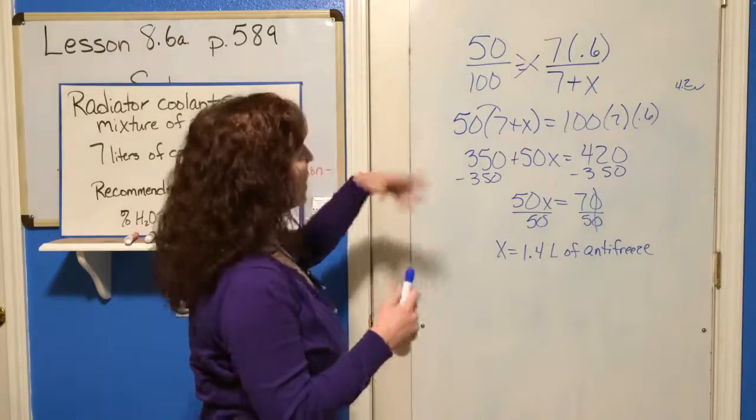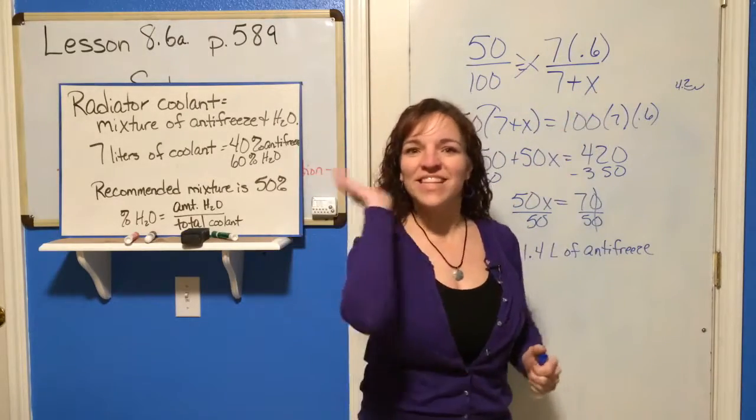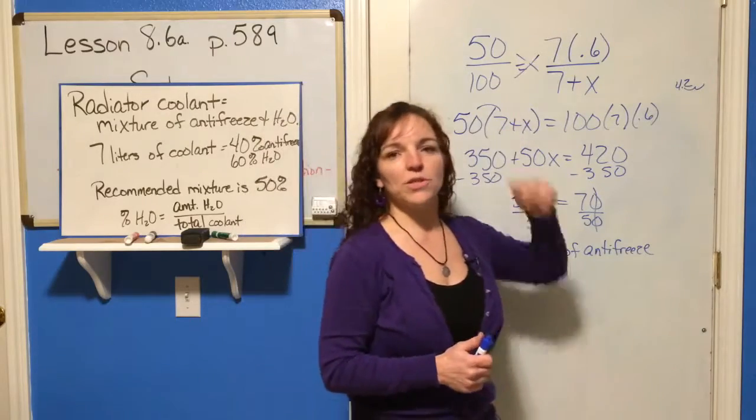All right, here we go. If you've got two equivalent fractions, cross multiply, solve, you're done. See you next time. Don't forget to check your answer for extraneous solutions. See you next time.